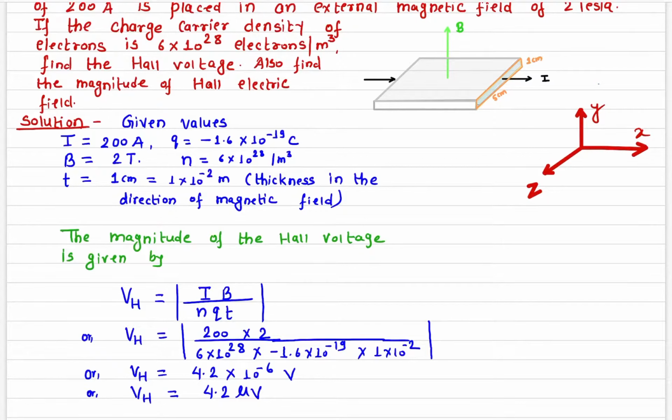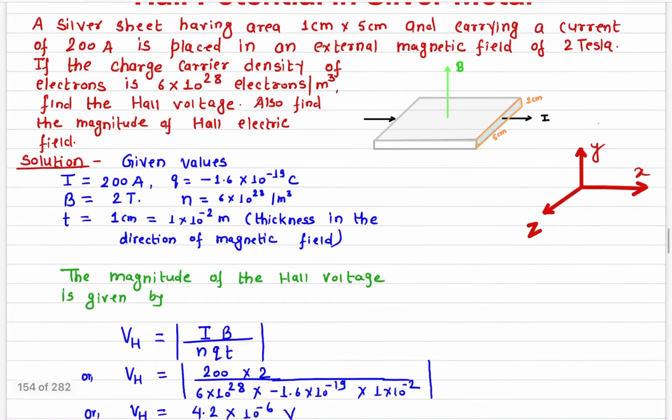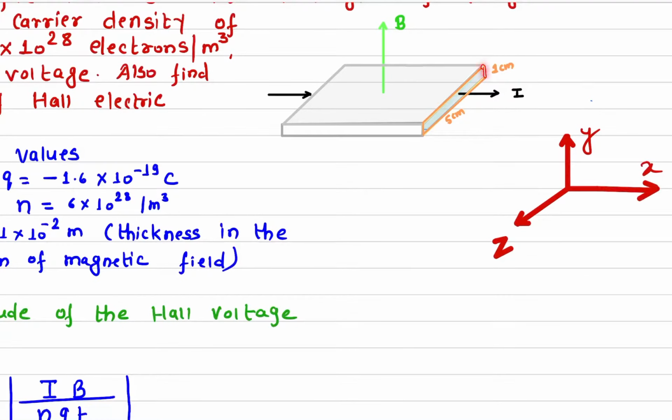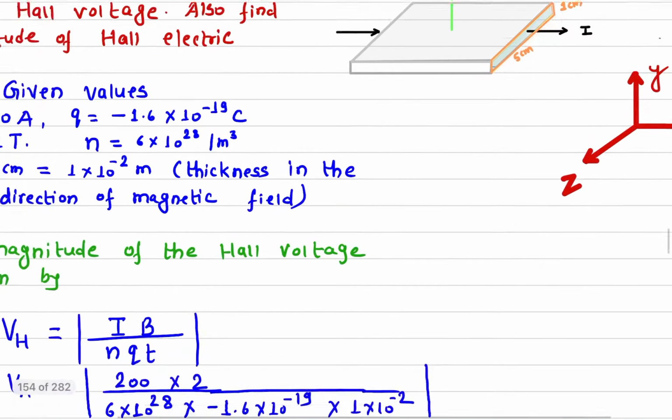The charge carrier density of the silver is 6 times 10 to the 28 per cubic meter. That is, if you take 1 cubic meter of silver, you will have this many electrons. Now the area is given as 1 centimeter by 5 centimeter, and here I have chosen t equals 1 centimeter. This is the 1 centimeter, and this has to be 5 centimeter.